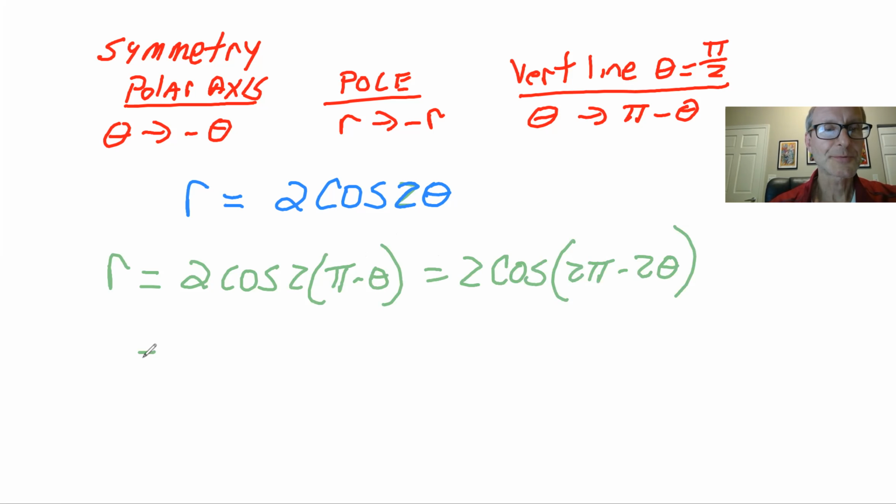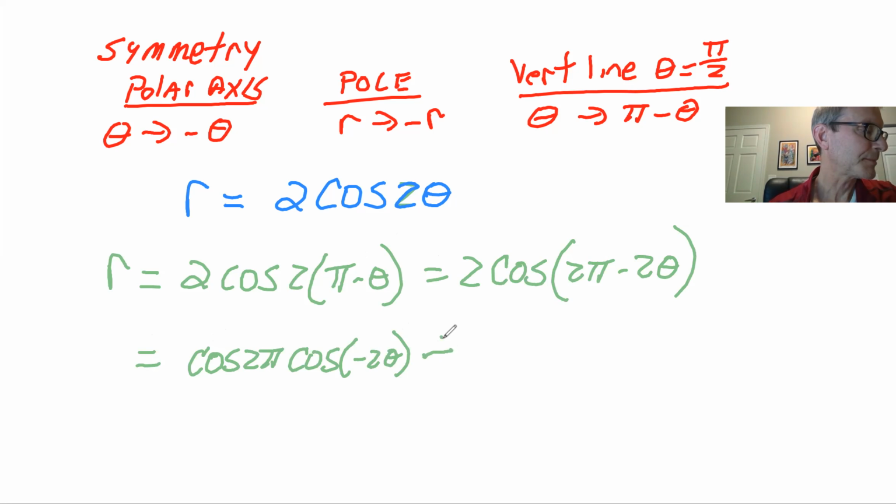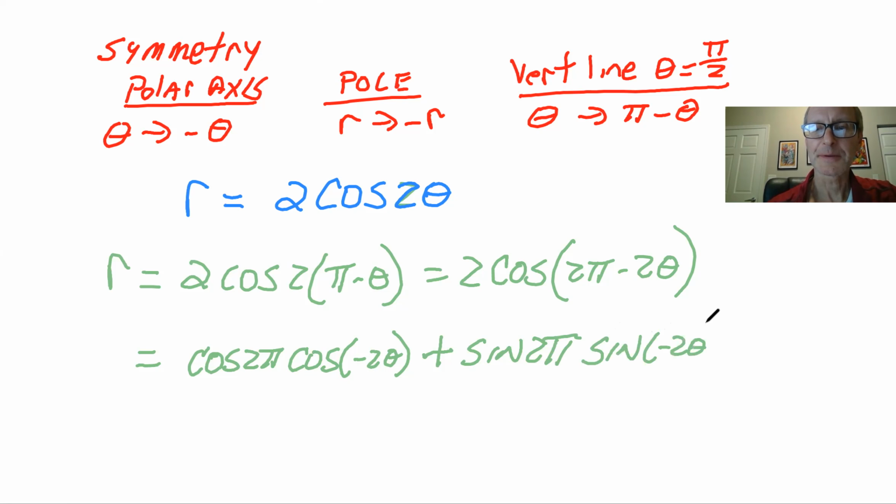So again, if we use the addition, subtraction, or the sum difference formula, it would turn out to be cosine of 2 pi times cosine of minus 2 theta. And then there's a minus, so this would be a plus, sine of 2 pi, sine of minus 2 theta. And sine of 2 pi is 0, so this goes to 0.